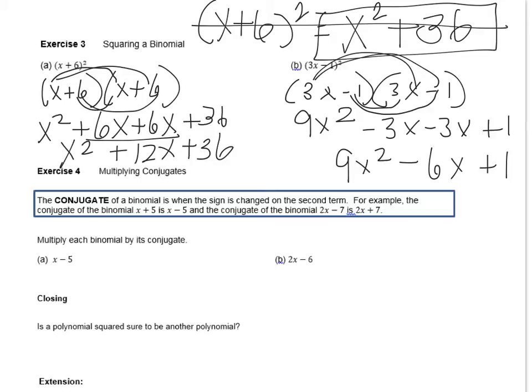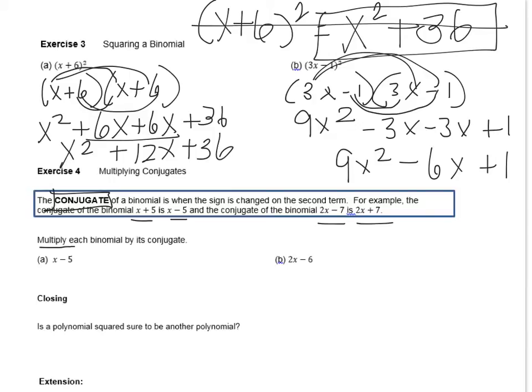Now a conjugate of a binomial is when the sign is changed on the second term. For example, the conjugate of the binomial x plus 5 is x minus 5. And the conjugate of the binomial 2x minus 7 is 2x plus 7. So conjugates have the exact same terms. The only difference between a binomial and its conjugate is one has a minus sign and one has a plus sign.